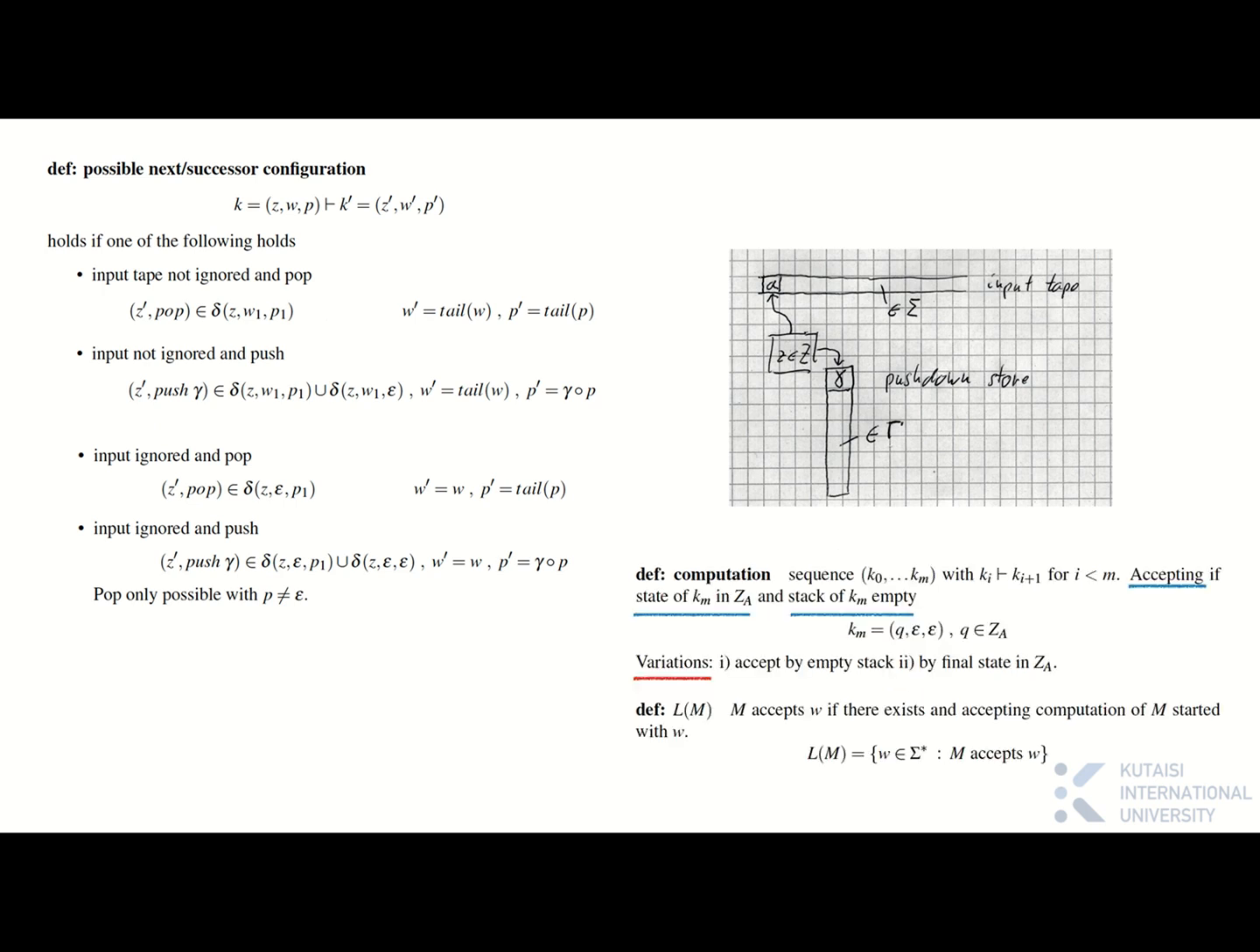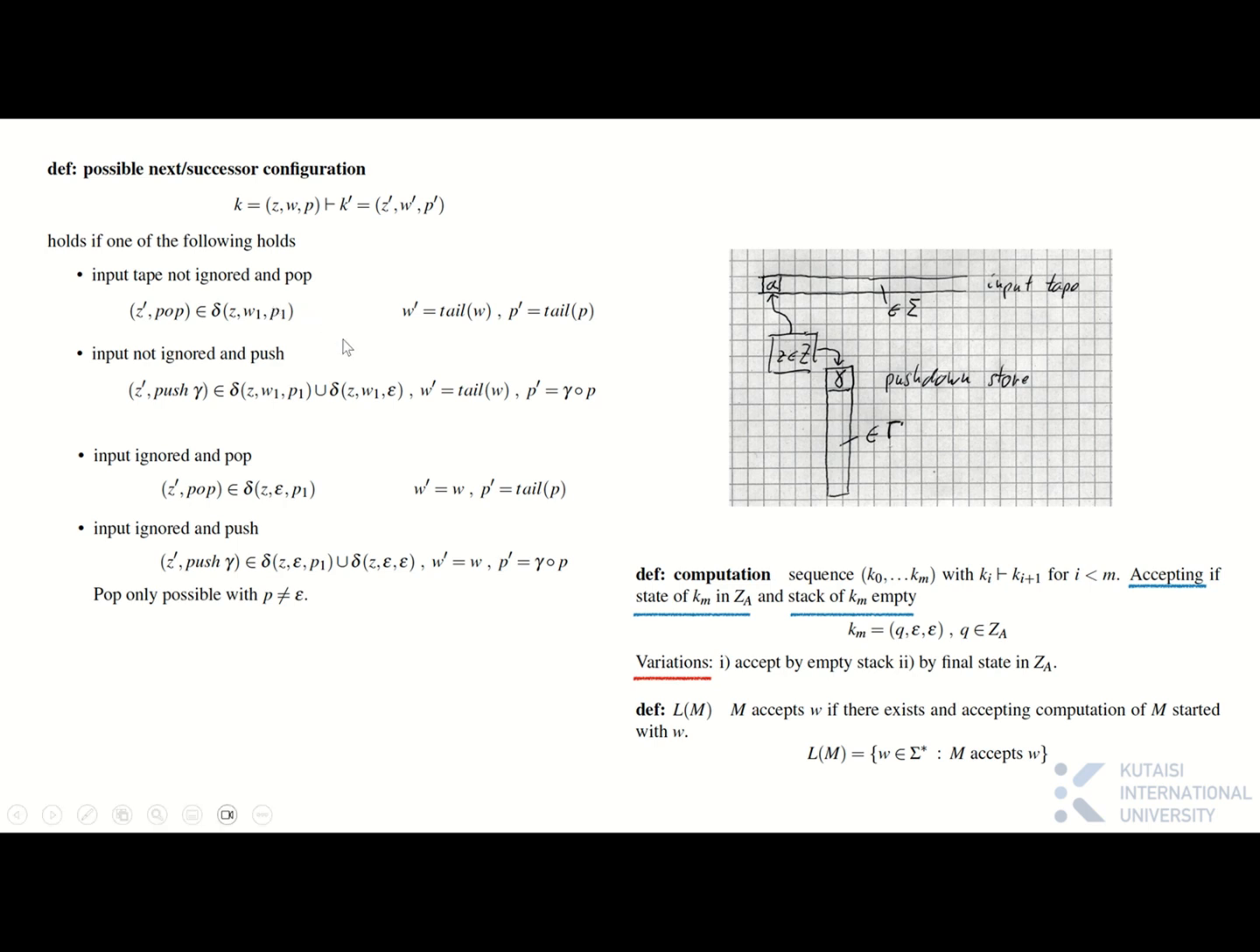So let's quickly say what a computation is now, and let's at least try to give an example. A computation is now a sequence of configurations as before, where in the beginning the pushdown is empty and the word is written completely. This is where you start. And this computation has to follow the rules that I just stated, so that all the possible delta transitions are happening.